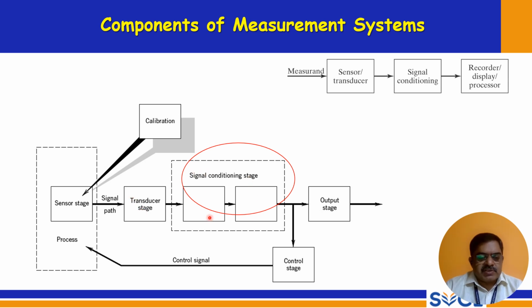That is the signal conditioning stage. There are many processes involved in signal conditioning, and a few important concepts we are going to see in this unit. Then we have the output stage. This is the control stage. It acts like a feedback system, and the control signal is sent back to the sensor stage. So this is a simple block diagram of a measurement system, and you can see the different components of the measurement system.